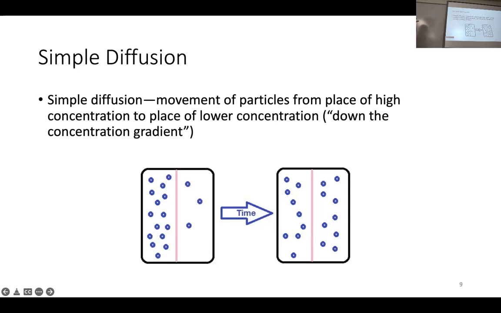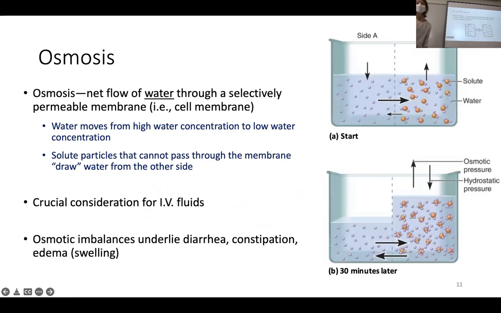So we say that's movement down the concentration gradient, or you can say with the concentration gradient. You might see that term. This happens naturally. So this is what particles do on their own without needing any energy. So this is why it's passive. Particles naturally want to spread out from themselves. That's simple diffusion, pretty simple.